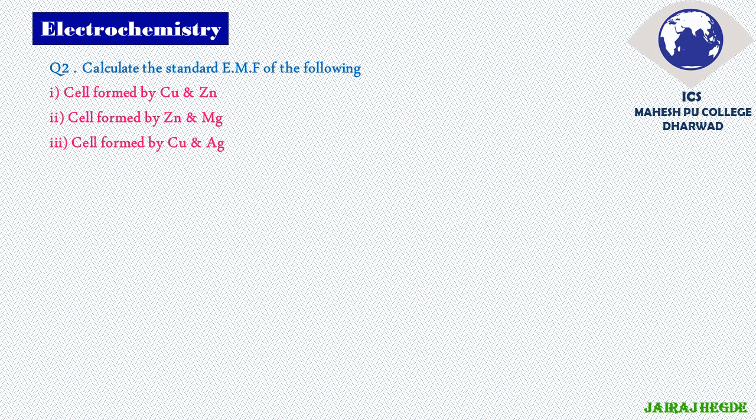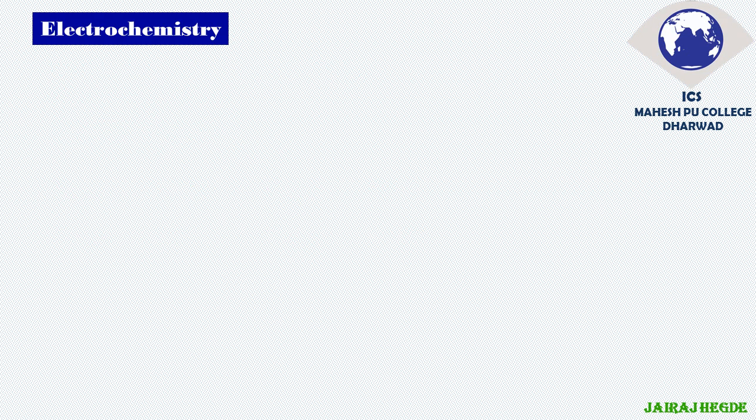Calculate the standard EMF of the following. They will give some values of cell potential or the standard reduction potential of some metals, and we have to calculate the cells formed by them. We have to assume that these are all working electrodes. If they are all working electrodes, then the reduction potential of the cathode must be more and the reduction potential of the anode must be less. That point we have to note down. So they've given many values.